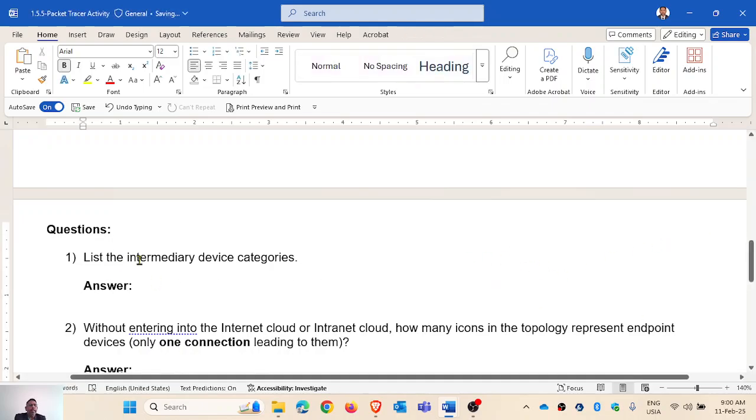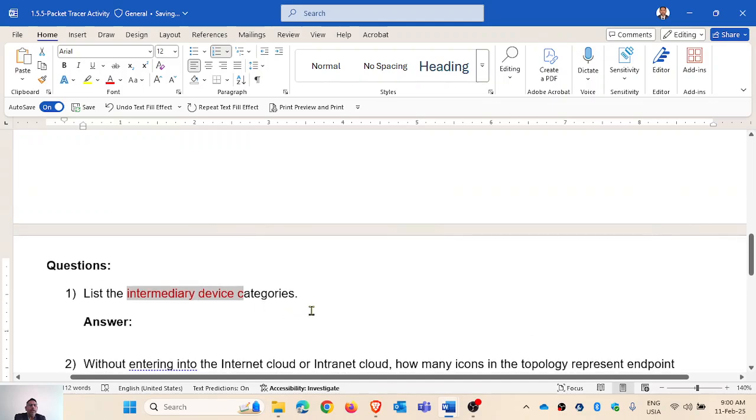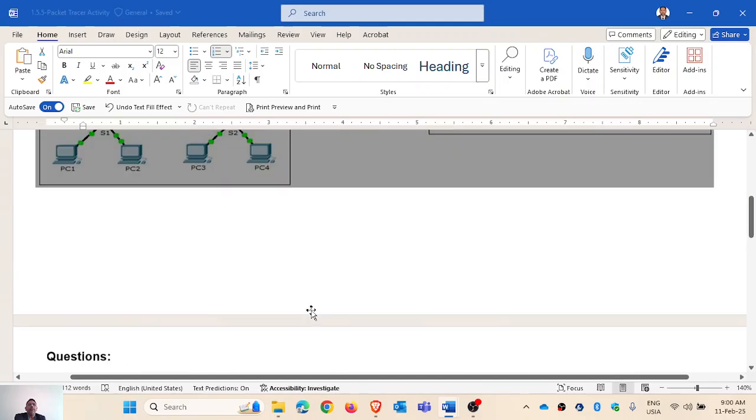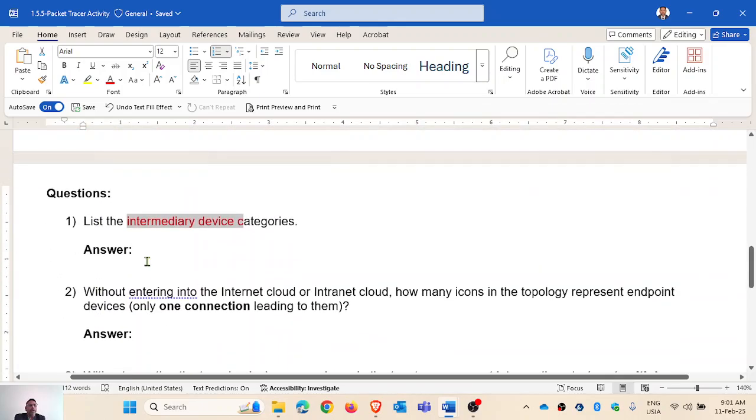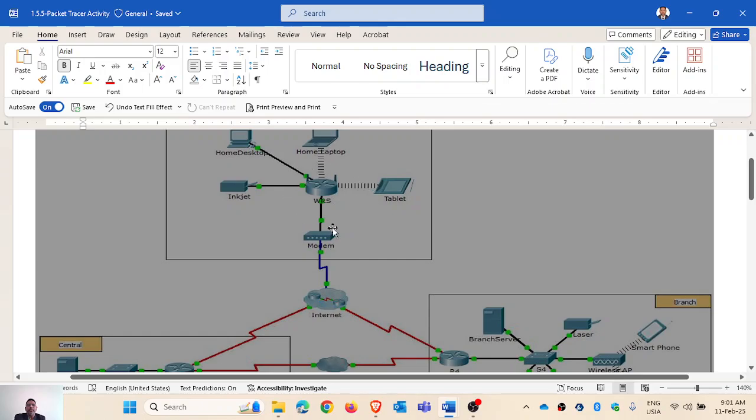Now, the first question: list the intermediate devices. We have to identify the intermediate devices from this topology. You know very well what intermediate means. Intermediate devices are connected between two different endpoints: one side is connected with one network, another side is connected with another network. So intermediate means it sits in the middle. We have to identify what intermediate devices are in this topology.